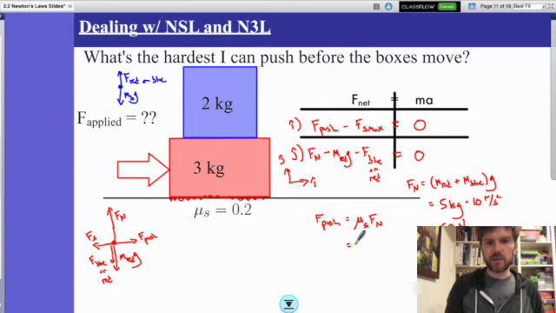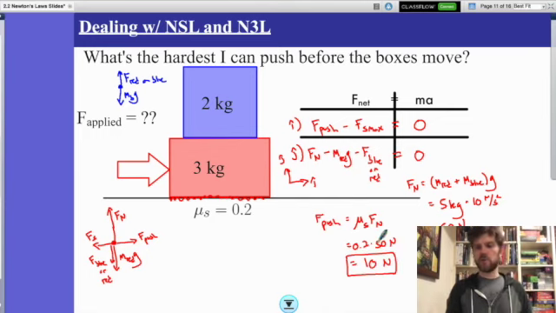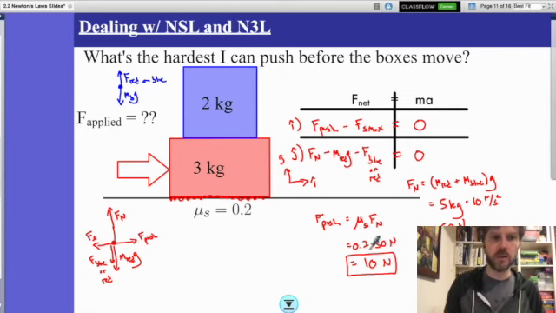So in that case, I can just do 0.2 times 50 newtons, and I get that 10 newtons is my maximum pushing force. That means if I even push with 10.01 newtons, this stack of boxes is going to start to slide. It's going to start to move.